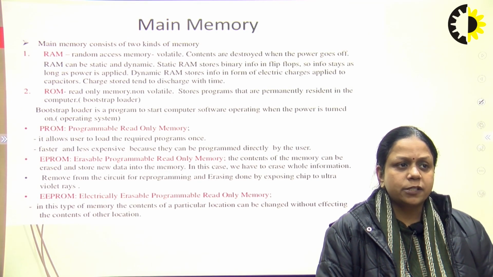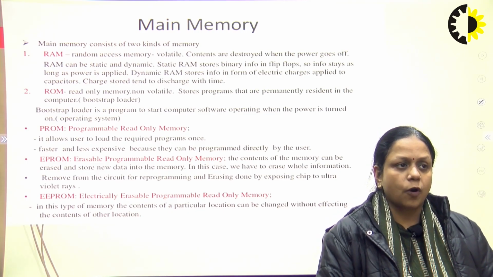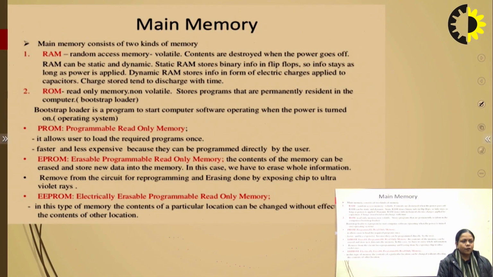So main memory consists of two kinds of memory. First is the RAM and another one is the ROM. The full form of RAM is random access memory, which is a volatile memory. So it has volatile content and is destroyed when power goes off. RAM can be static or dynamic.